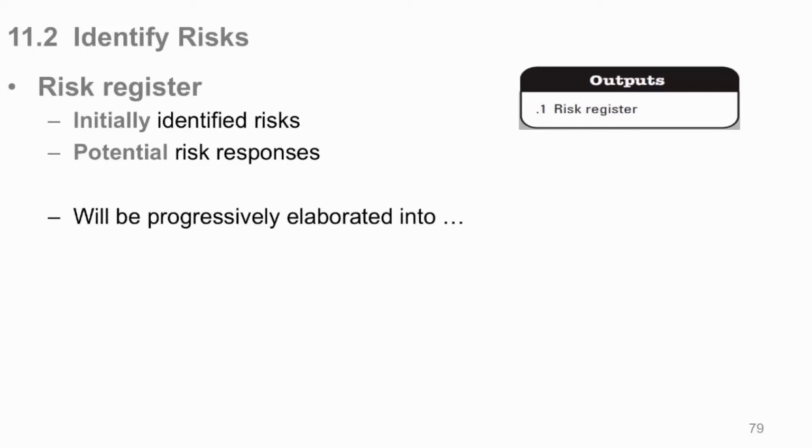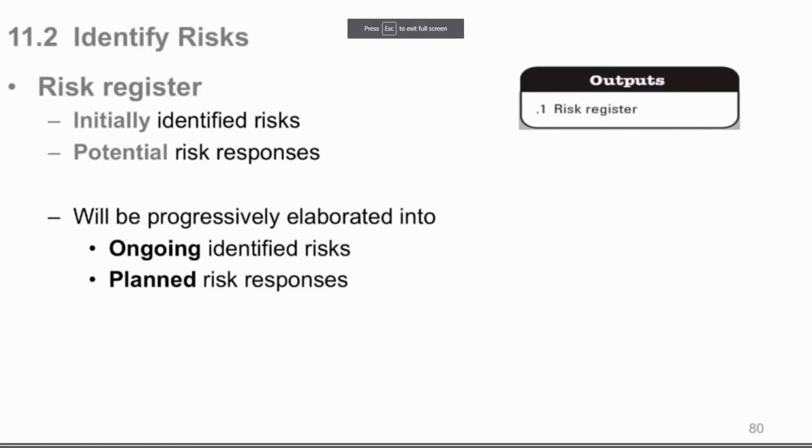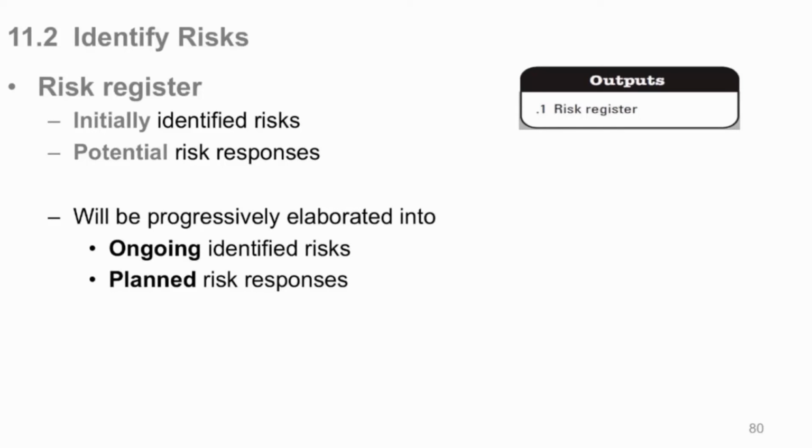Wash them through the process means progressively elaborate them into ongoing identified risks and planned risk responses. Now again, this is the first time we're talking through the risk register. So you are going to have planned risk responses. We plan to have a risk response for this, but we don't actually have that risk response plan yet. We plan to do it, and when we do it, we will have what's called a risk response plan for that threat or opportunity.